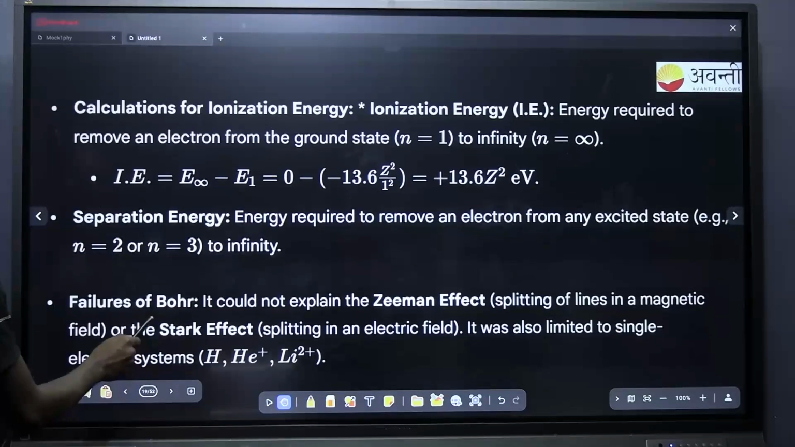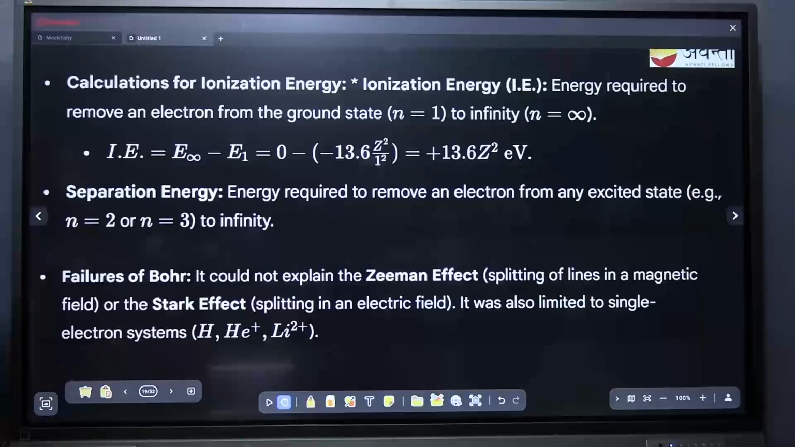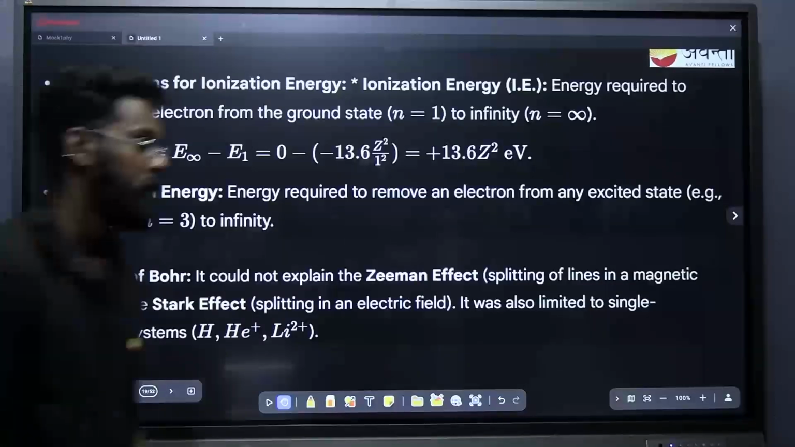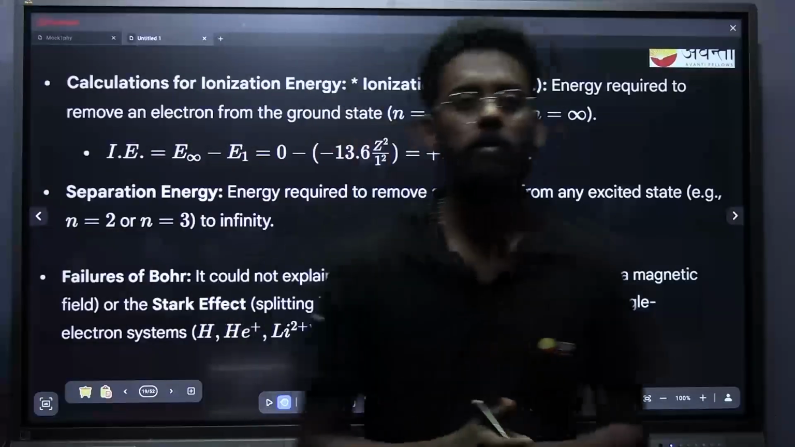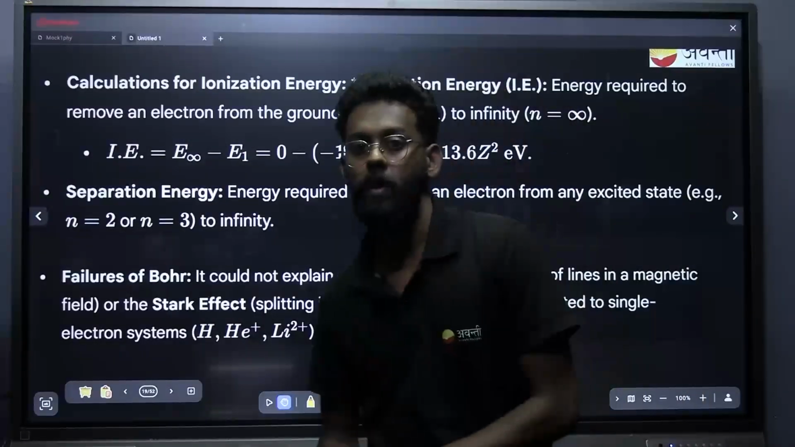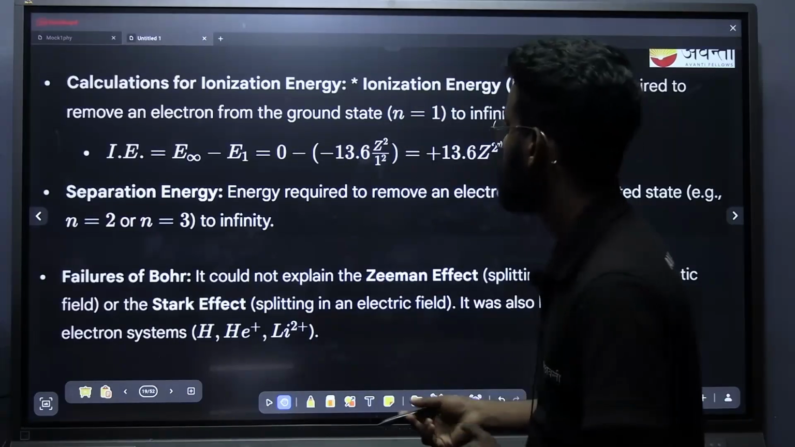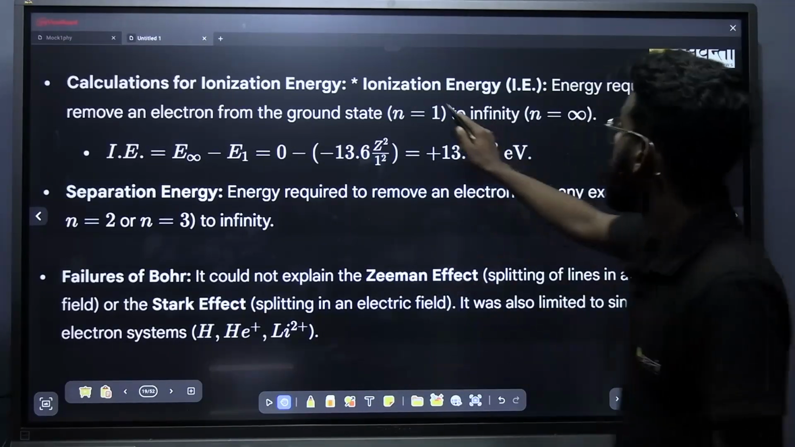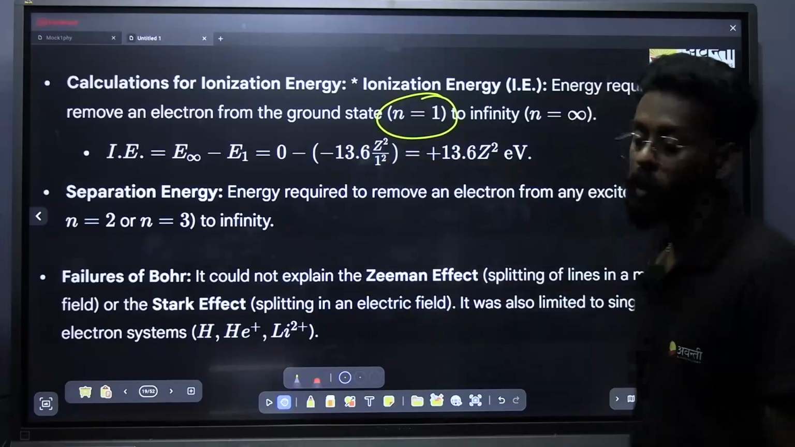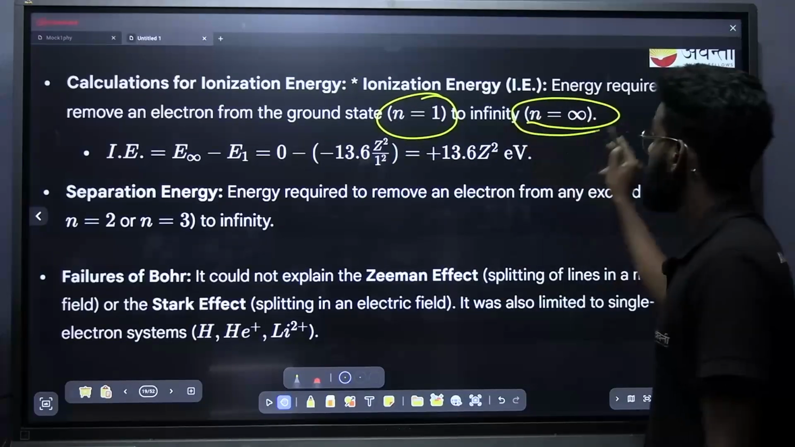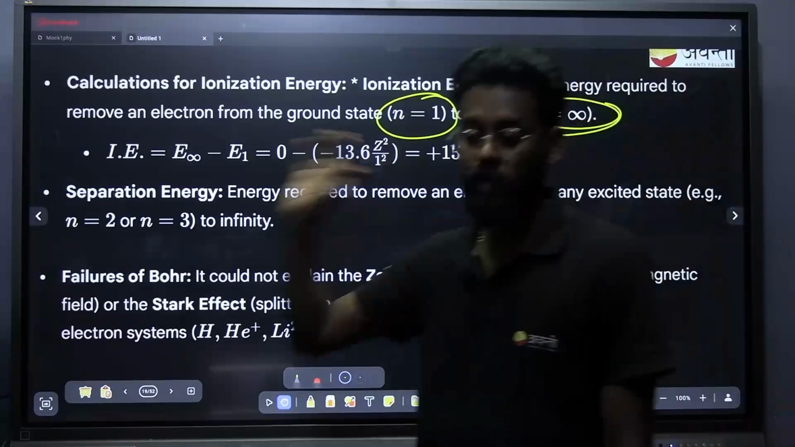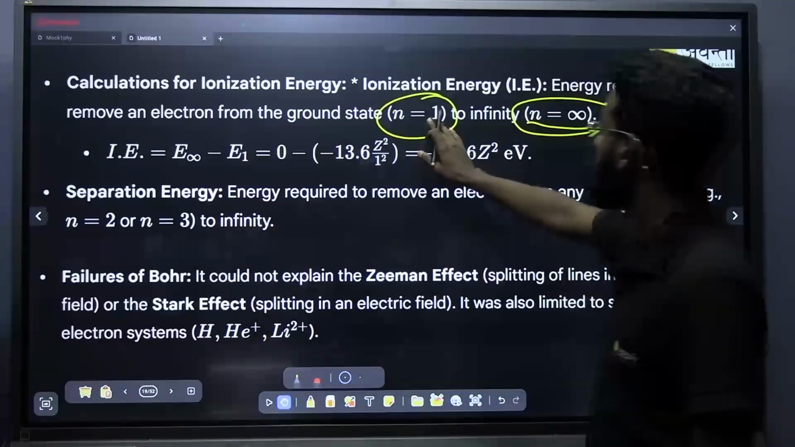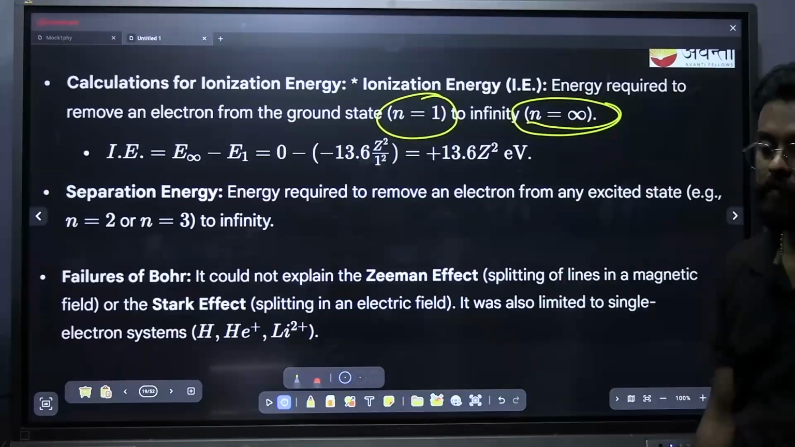Next one is calculation of ionization energy. A question can come: calculate the ionization energy of a particular atom. How will you find it? Ionization energy is when an electron is removed from the ground state, n is equal to 1 to infinity. Here it is fixed. Ionization energy is fixed, that is from n is equal to 1 to n is equal to infinity.